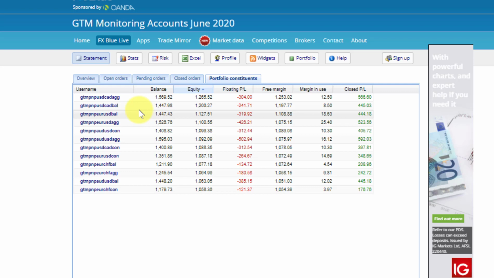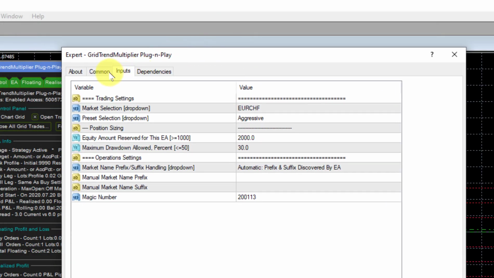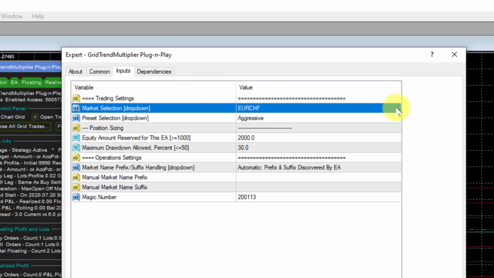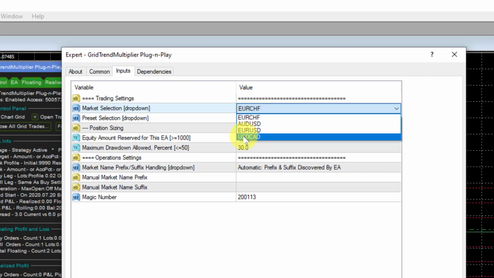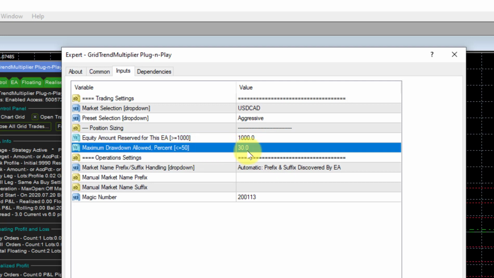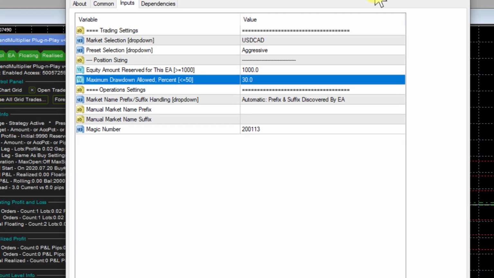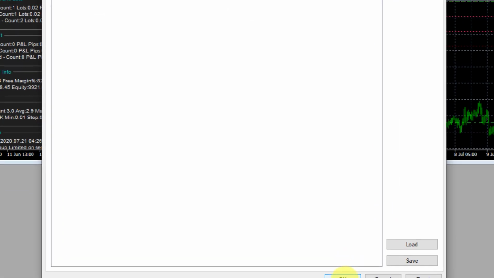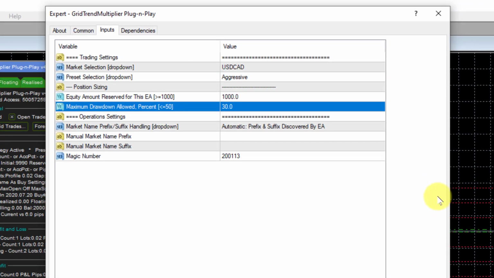Now, just to show you how easy it is to use the plug and play version, I'm going to quickly load that particular setting into my grid trend multiplier plug and play EA. So here are the settings for the grid trend multiplier plug and play, and we said it was the Canadian. There's only 4 currencies you can choose from, so we're going to choose the Canadian. We said the aggressive is the best one. I'm just going to go for $1,000 in this particular case, and I'm going to say I want to stop trading if there's a drawdown bigger than 30%, and that's it. All I need to do now is click on OK, and I will be trading. That's how easy our plug and play versions are, and that's how you can find the settings that are used on our plug and play versions.